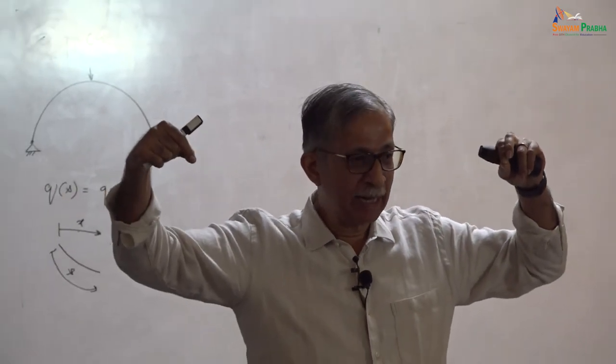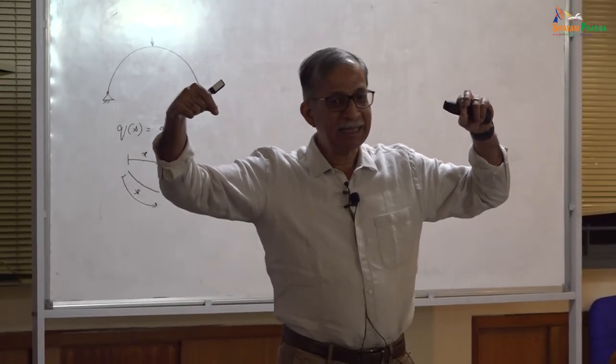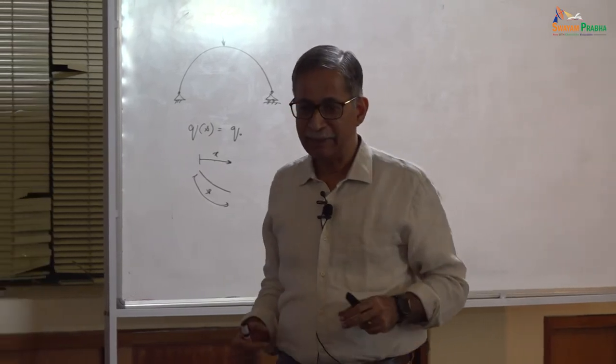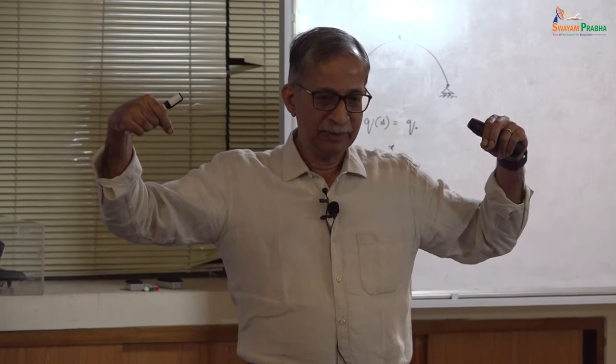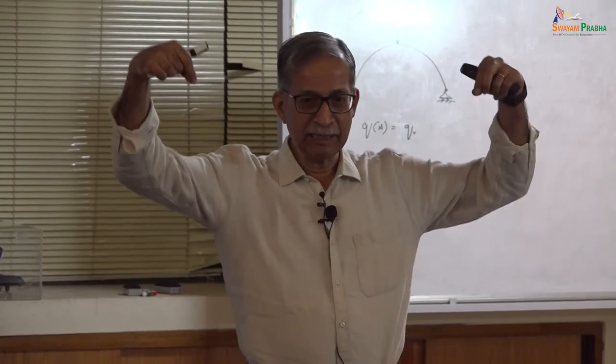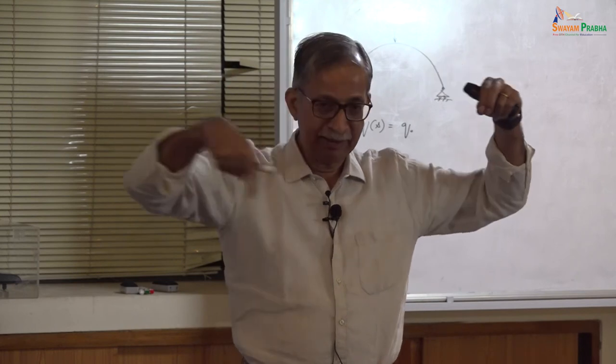And what's the shape you get? It's not a parabola. It's called catenary, named after the word catena, which means chain. So if you take a necklace and you hold it like that, the shape you get is catenary.